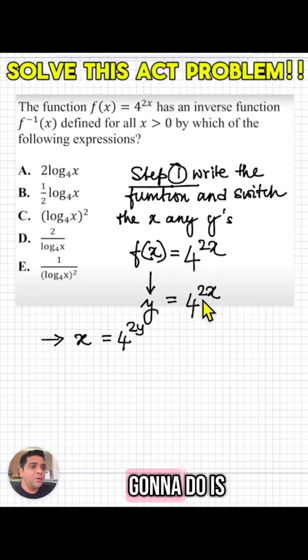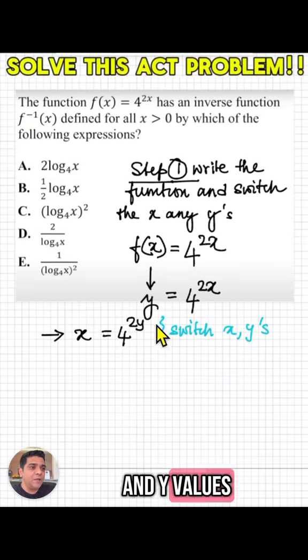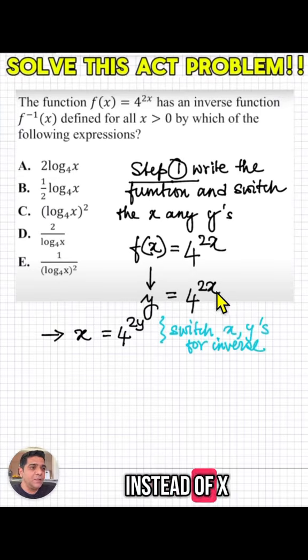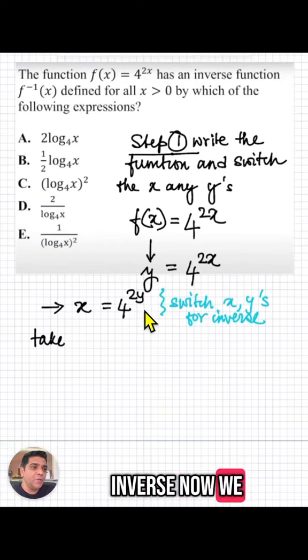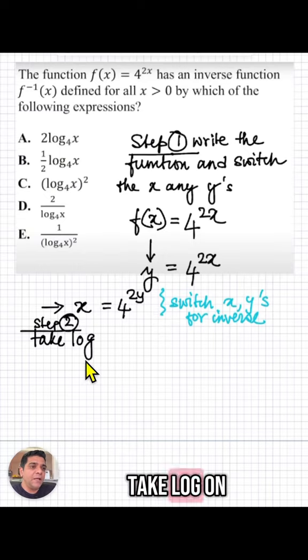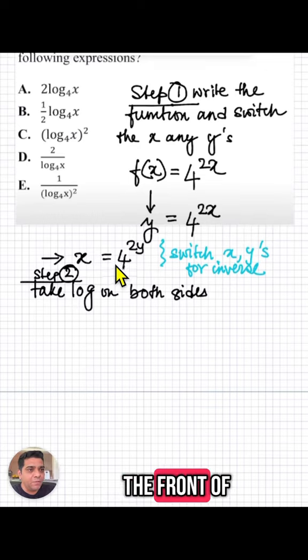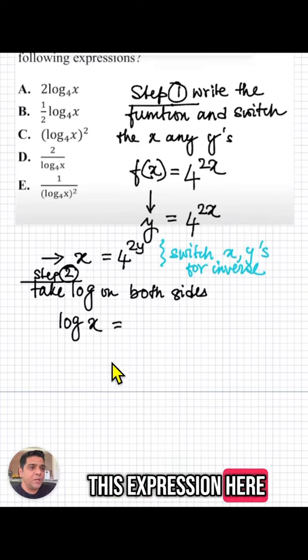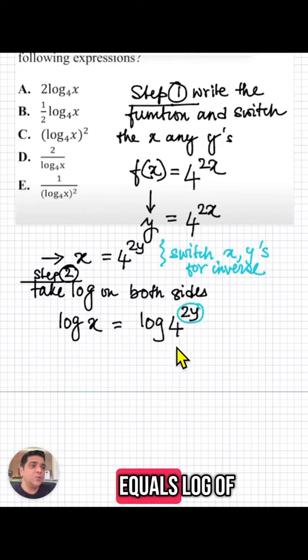What we did here is we switched the x and y values. Instead of the y we put x, instead of x we put y, to calculate the inverse. Now we have to solve for y. In order to do that, we have to take log on both sides, because we want this exponent value to come to the front of this expression. So we take log on both sides. That gives log of x equals log of 4 to the power 2y.